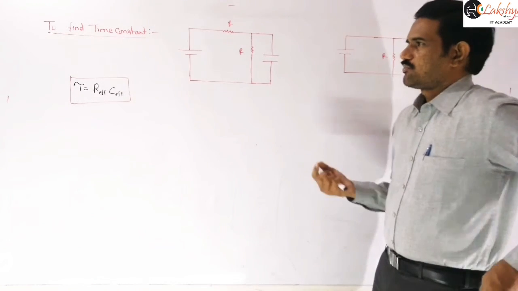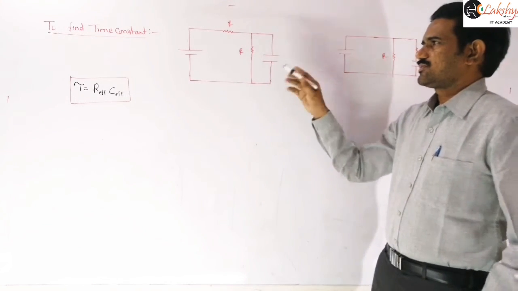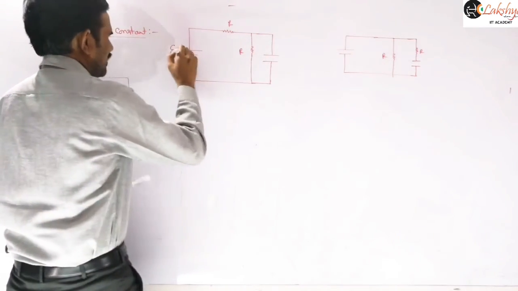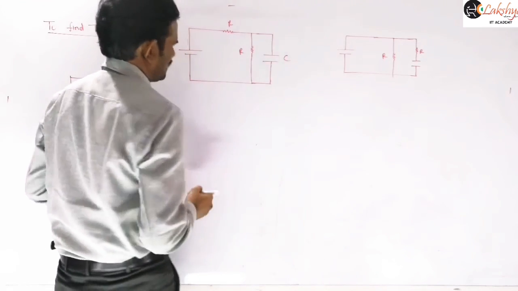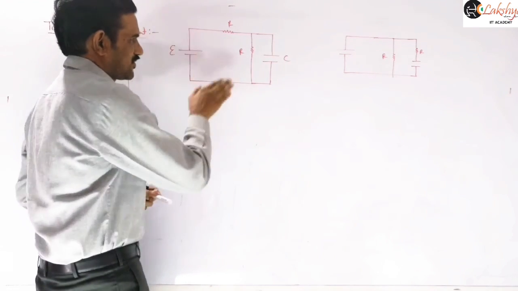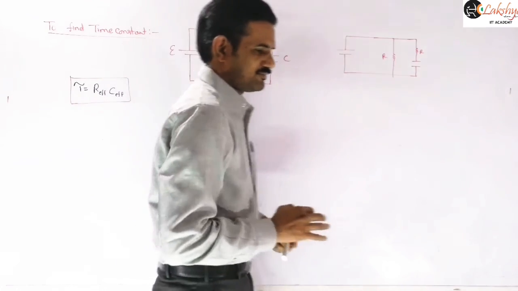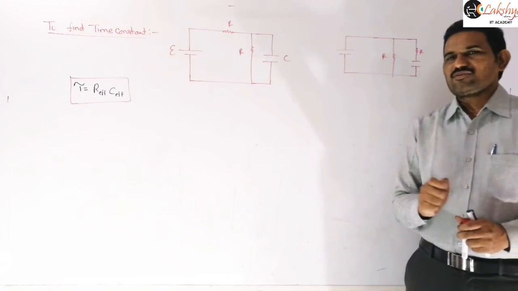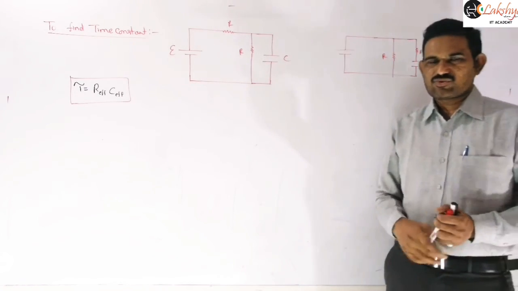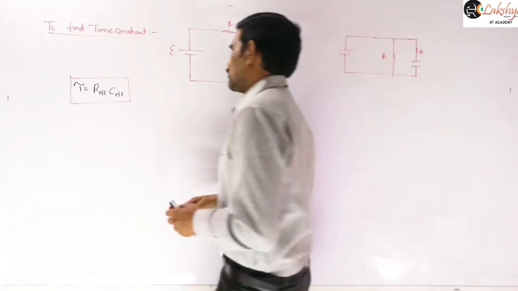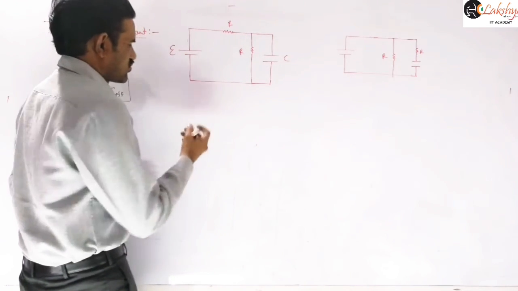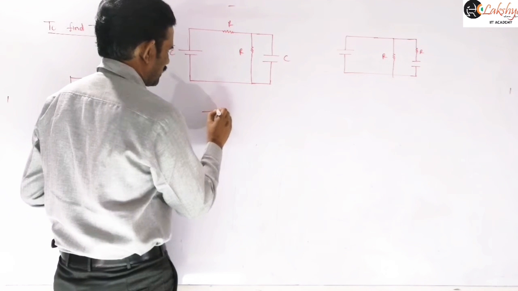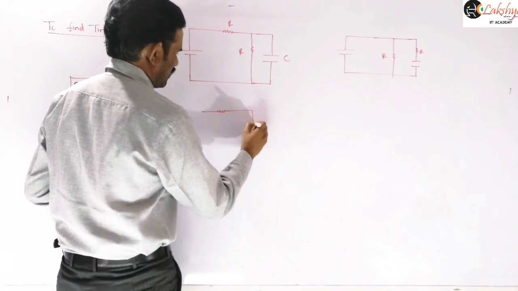Now let us see this example here. I am taking a circuit like this, a cell of EMF E, and some capacitance C. So this is the given circuit, and we need to find the time constant. Our first step is to short circuit the cell. By short circuiting the cell, we need to find the effective resistance there. I am drawing the circuit like this. So you can draw the circuit like this.